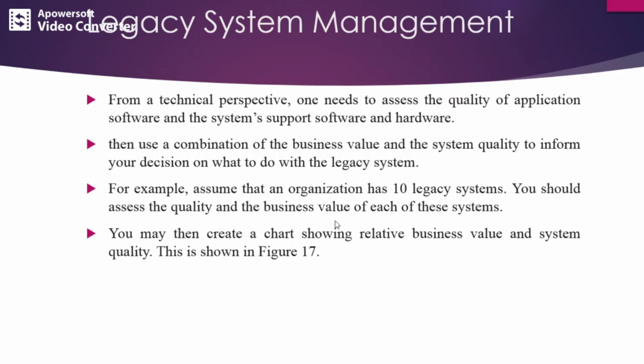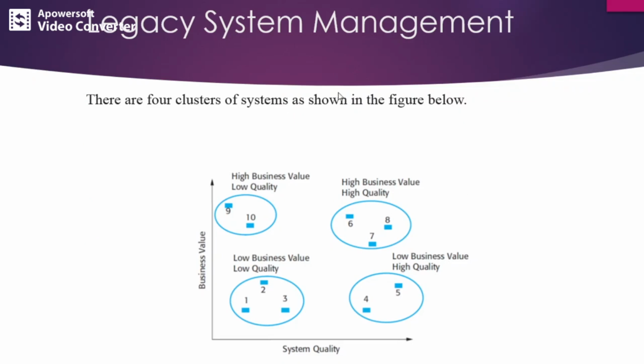So we have a chart here. You may create a chart showing relative business value and system quality. You can see there are 4 clusters in your system. Your organization has 10 legacy systems, and just see how your entire system is divided into 4 clusters. This is the first cluster, second one, third one, fourth one.